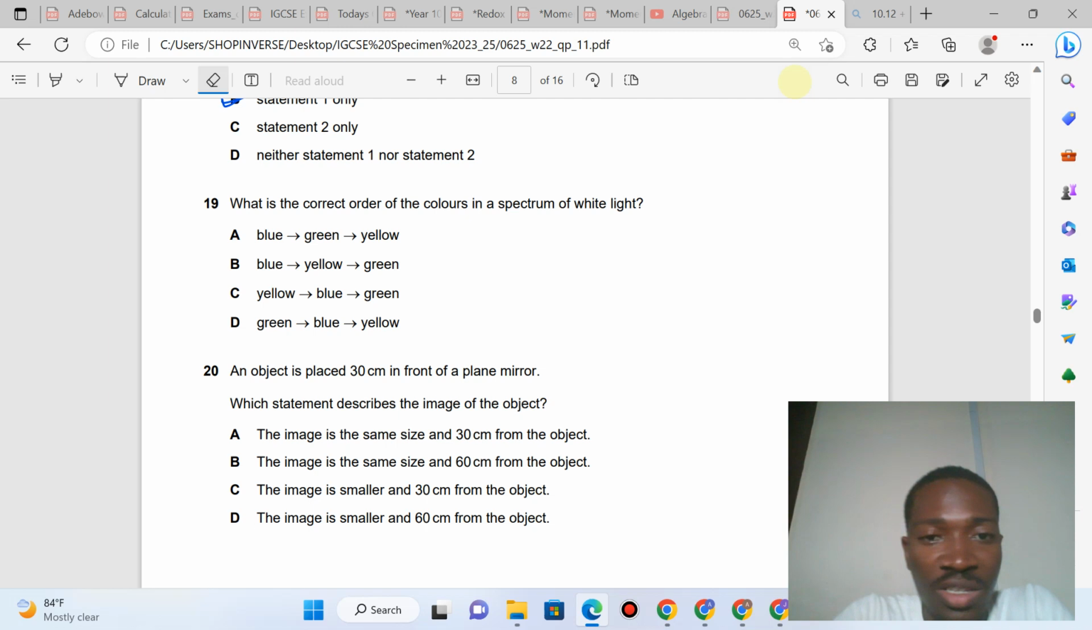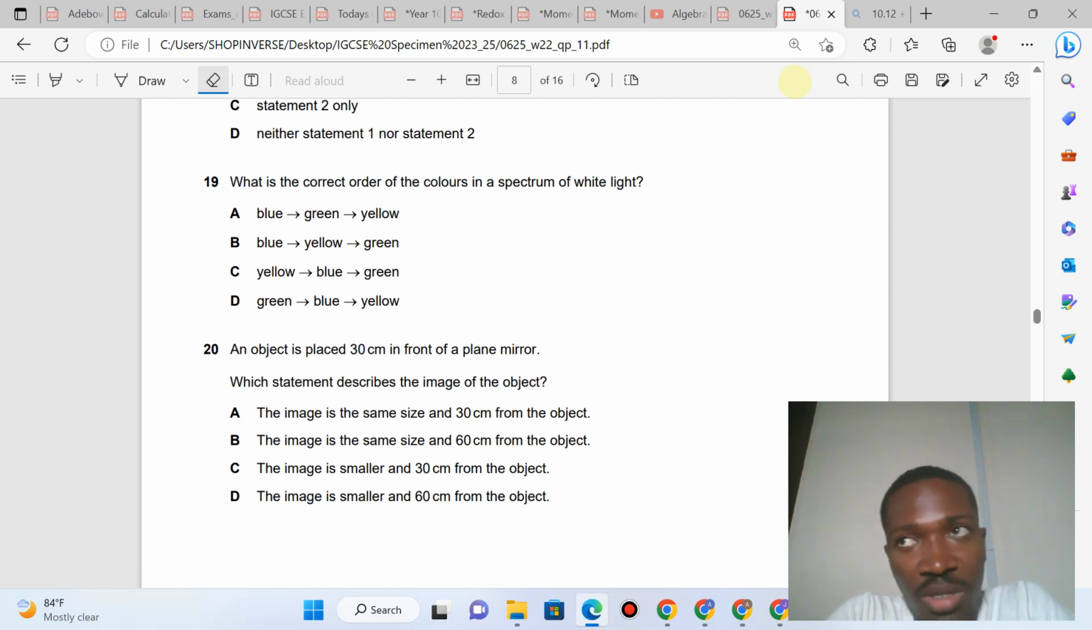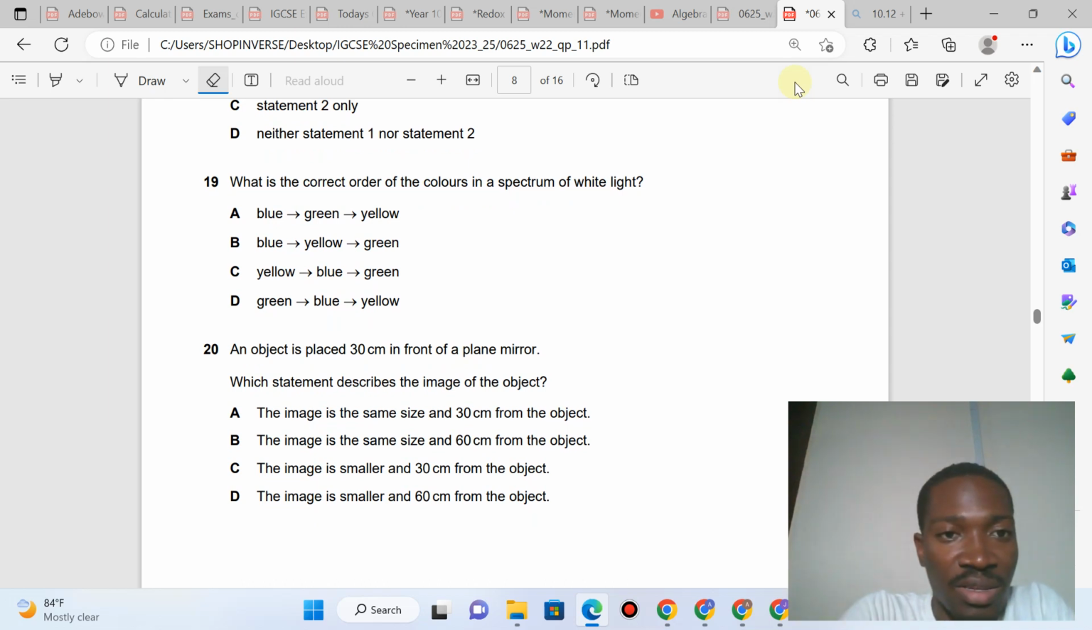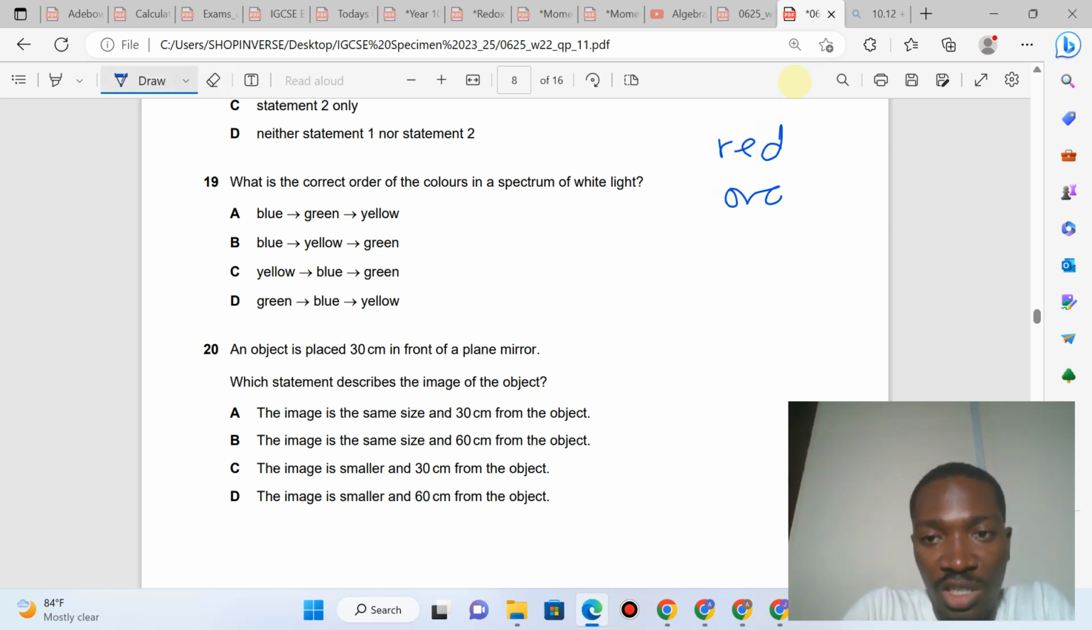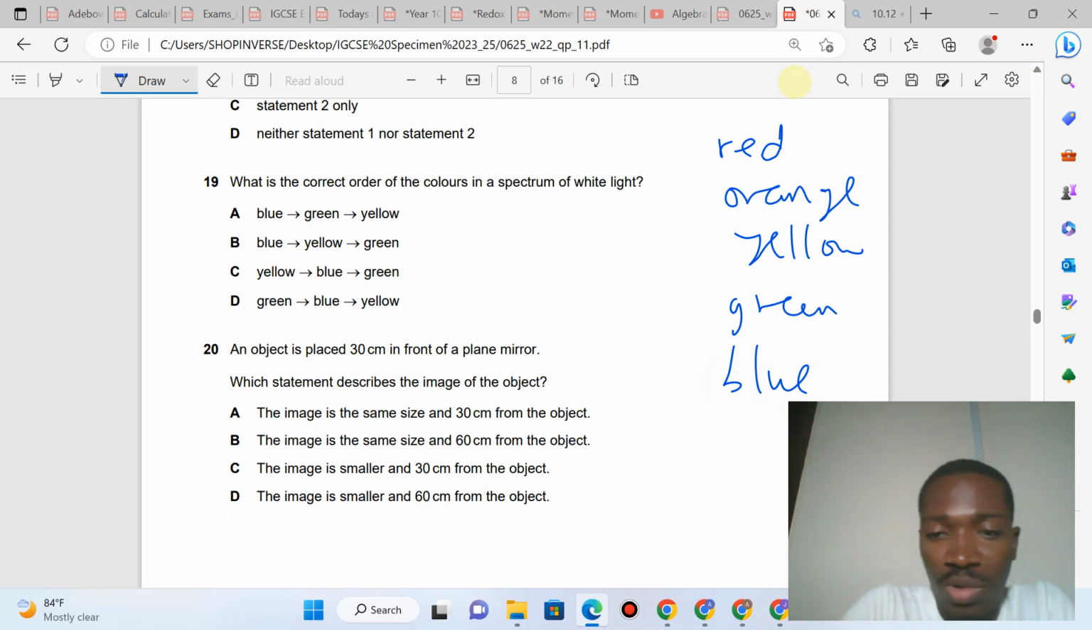Which is the correct order of the colors in a spectrum of white light? In a spectrum of white light, we have red, orange, yellow, green, blue, indigo, violet.